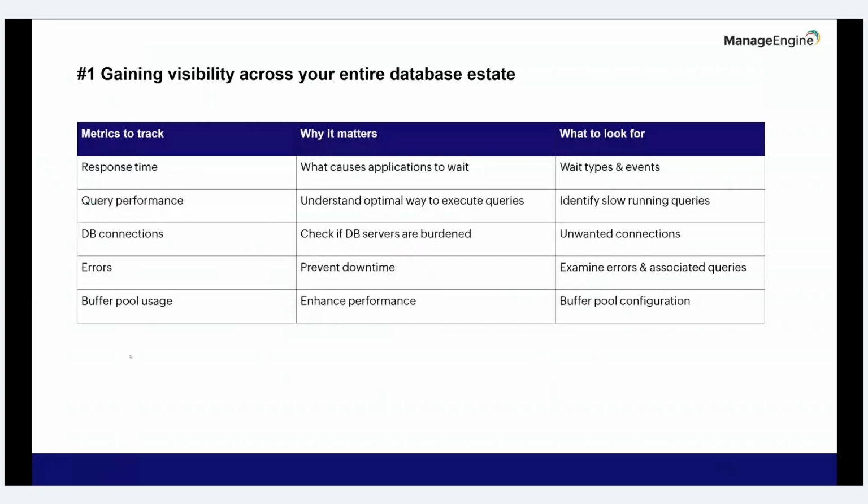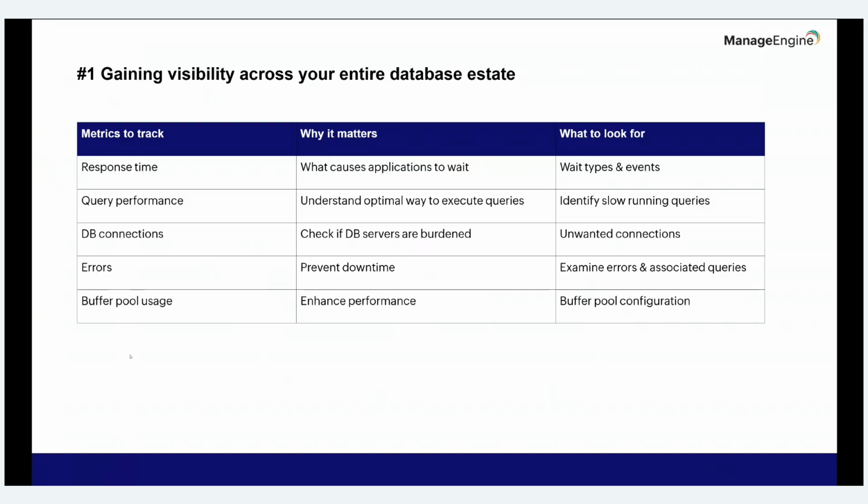In order to gain visibility across your entire database, we need to understand the response time. What causes the application to wait? What are the wait types and events? It can be lock wait, it can be session waits, it can be blocked sessions, and so on. Query performance. We need to understand the optimal way to execute the queries. Until and unless we know the execution time or the average execution time and on which database it's running, we will not be able to isolate the problem or fine tune the queries. So we need to identify the slow running queries and fix them.